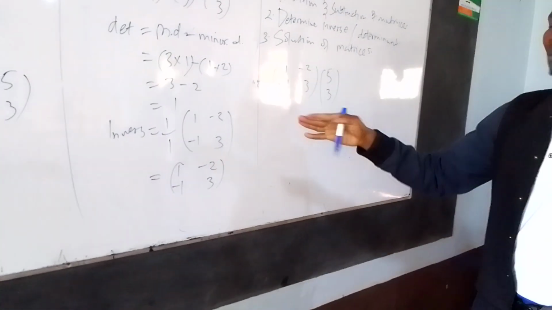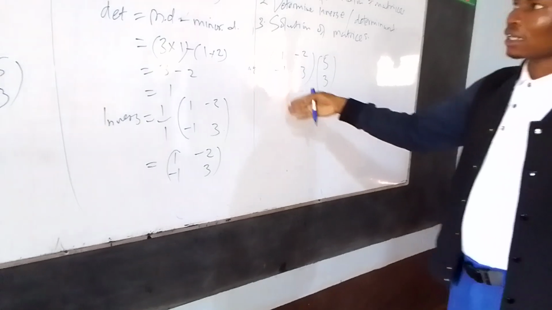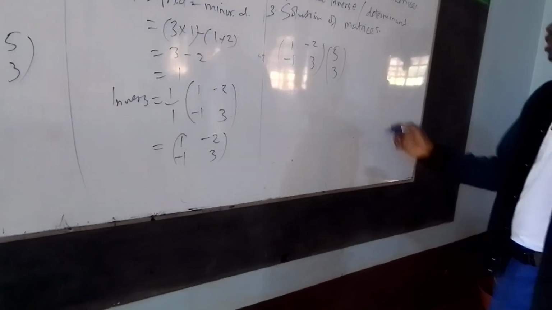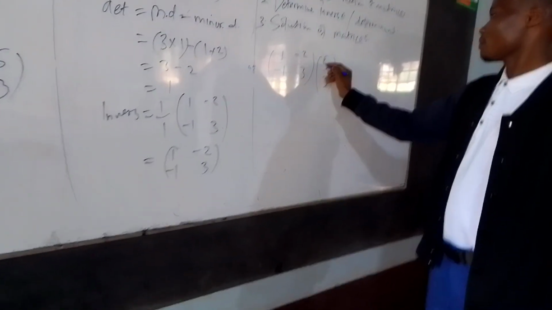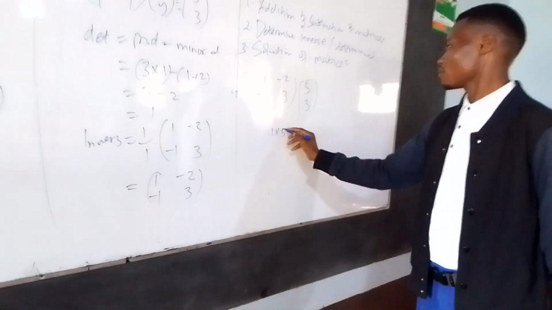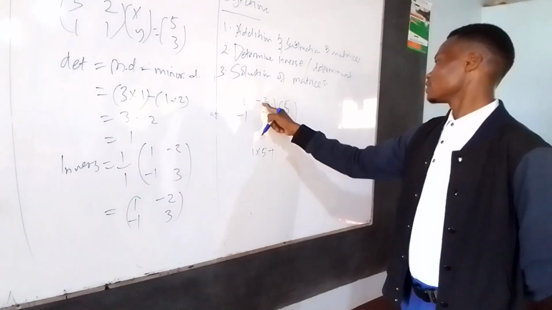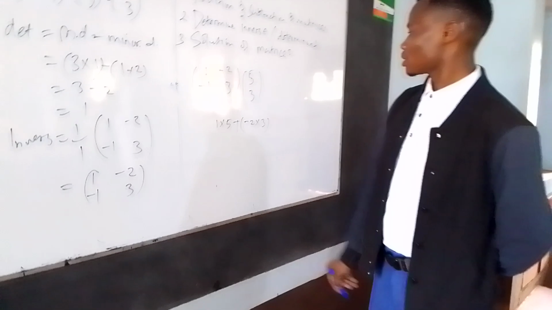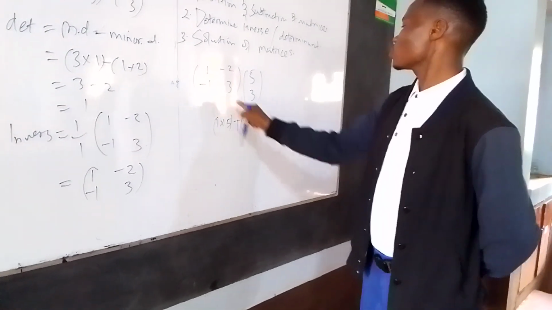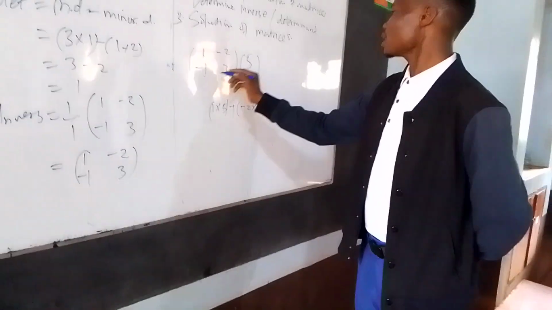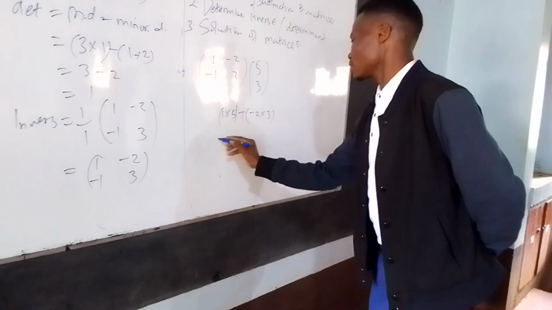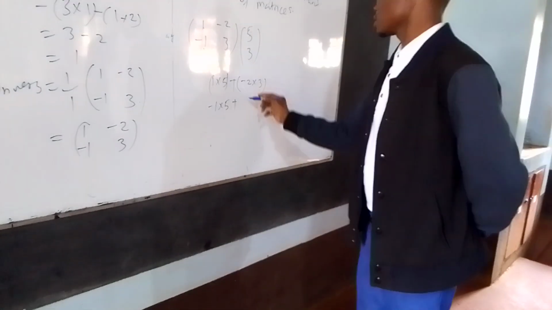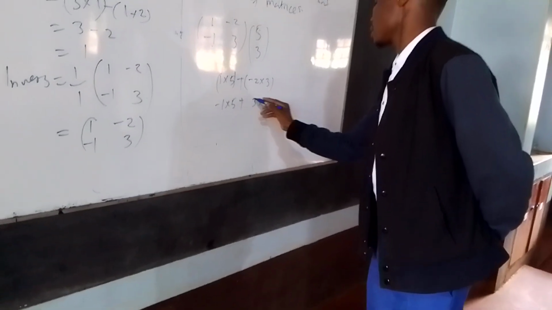Now, most of you have problems in multiplying matrices. I will handle that as we progress. So this is 1 times 5, 1 times 5 plus negative 2 times 3. Let us go to the down part. Negative 1 times 5 plus 3 times 3.